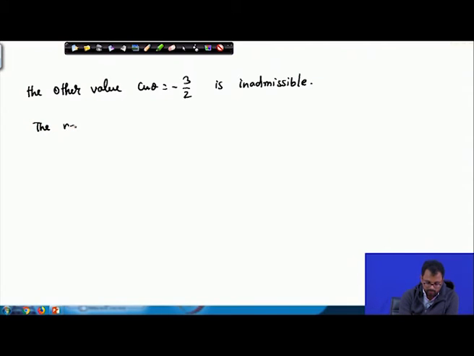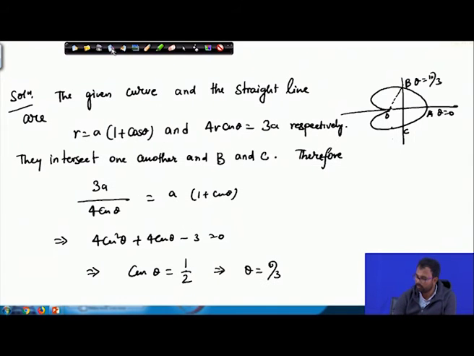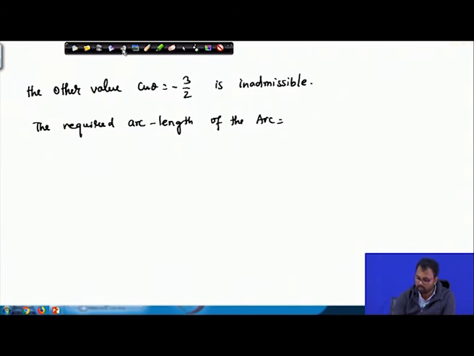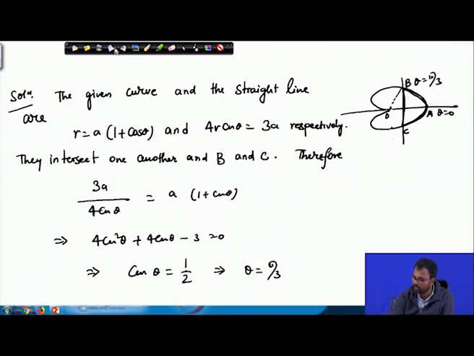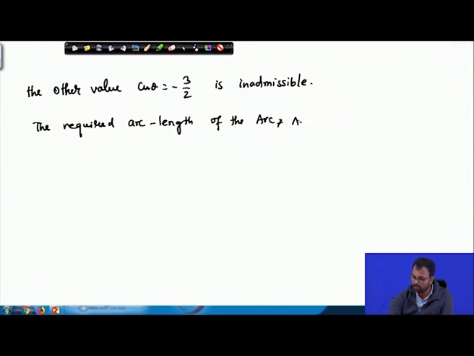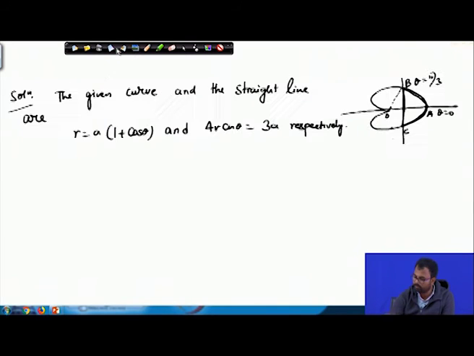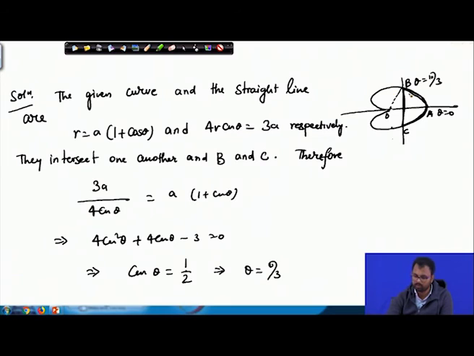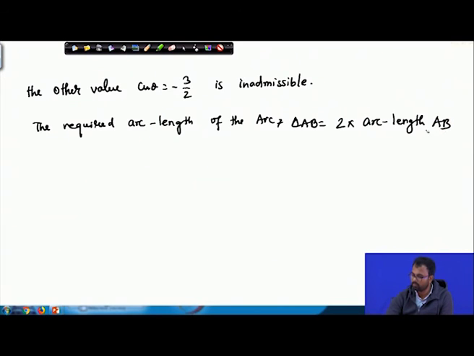The required arc length of the arc, this is the arc for which we have to calculate the arc length. So the required arc length CAB equals 2 times the arc length AB, because it is symmetrical, we just write 2 times arc length AB.